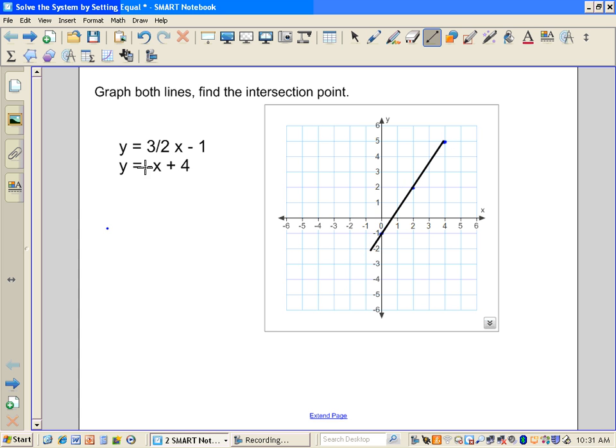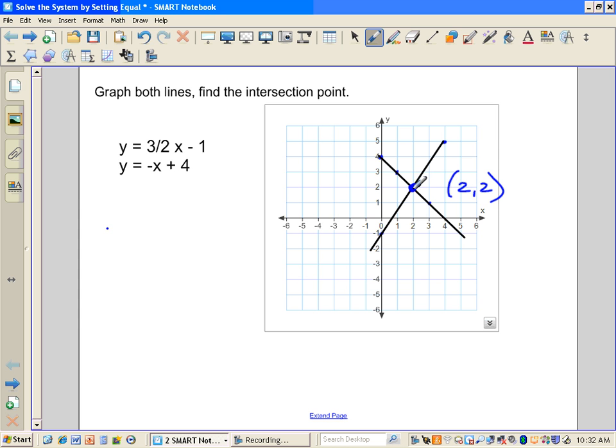Lovely. My next equation, I have y equals negative x plus 4. So I start at positive 4. My slope is negative 1 over 1. So I'm going down 1 over 1, down 1 over 1, down 1 over 1. And hopefully you can see right away that these two lines seem to be intersecting at the point 2, 2.